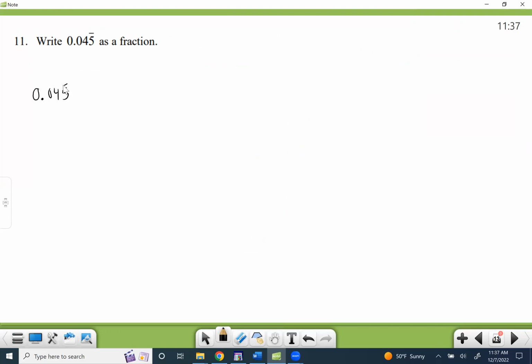So 0.045 with the bar. We're going to write that as a fraction. So I'm going to just take out the 0.04. He's kind of like this term that I'm going to kind of ignore because he doesn't fit the pattern. And then I'm just going to try to write 0.5s forever, right? So here's how I'm going to do it.